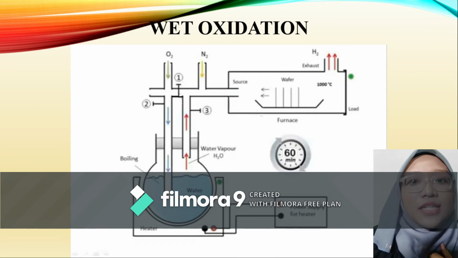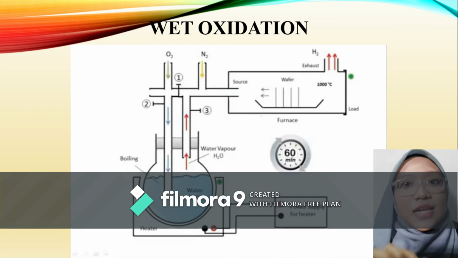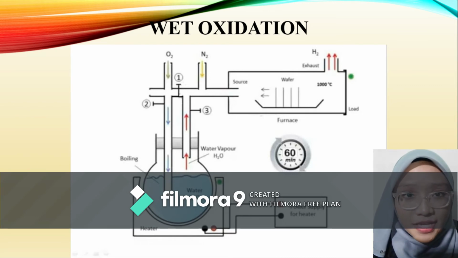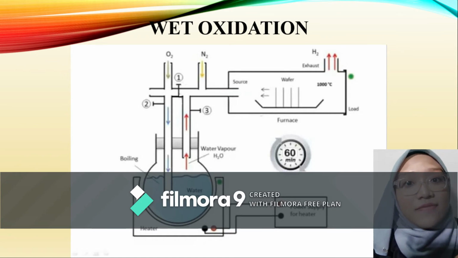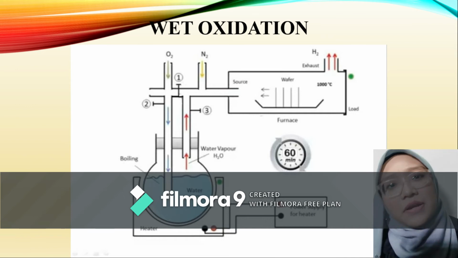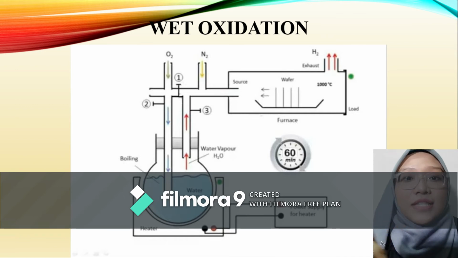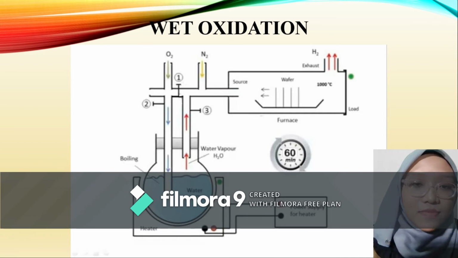Next, open the oxygen gas valve at 12 SLM and open the water bubbler valve. Let the oxygen flow through the water bubbler by closing the valve that lets the oxygen gas flow directly to the furnace. Wait for 60 minutes and turn off the water bubbler switches. Close the oxygen gas valve.